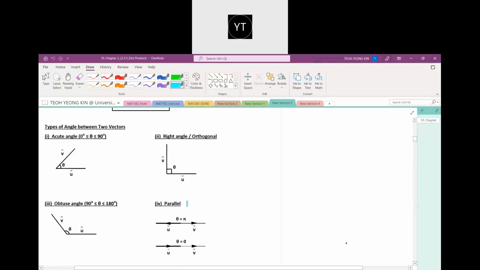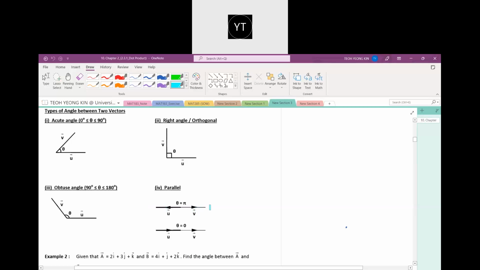And then finally, parallel means that they have the same direction or opposite. This is parallel with the opposite direction. This is parallel in the same direction. So for opposite direction, the angle is 180 degrees, which is pi. If the same direction, the angle is 0.